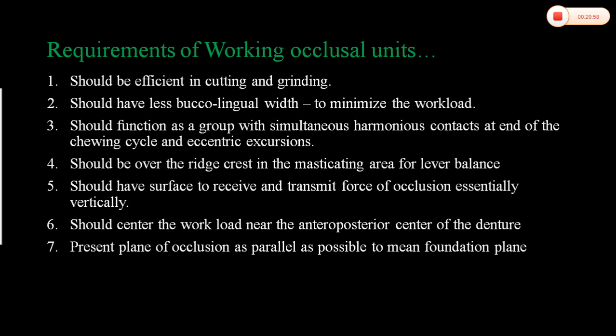And the second point is very, very important. The posterior artificial teeth should have less buccolingual width compared to natural teeth. Buccolingually means from outside to inside. The size of the tooth should be less to minimize the workload. As the size of the tooth lessens, the force generated by the teeth also lessens. So to minimize the load, the buccolingual width of the artificial tooth should be less than that of natural teeth.